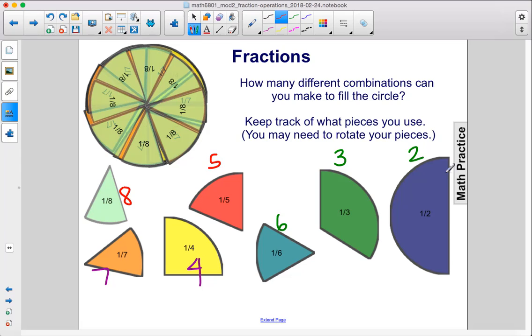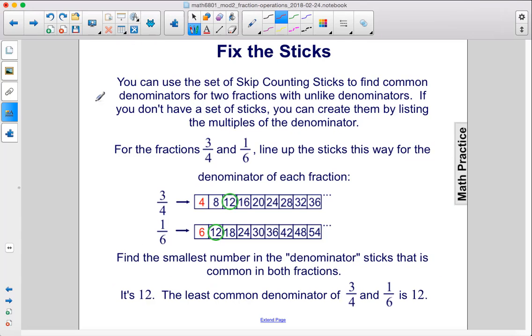As you can see, there's a pattern here. Whichever number is in the denominator is how many of those pieces it would take to fill up one entire circle. You can use the set of skip counting sticks to find common denominators for two fractions with unlike denominators. If you don't have a set of sticks, you can create them by listing the multiples of the denominator.